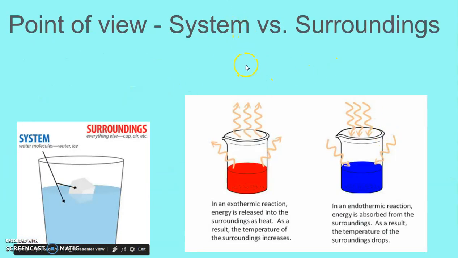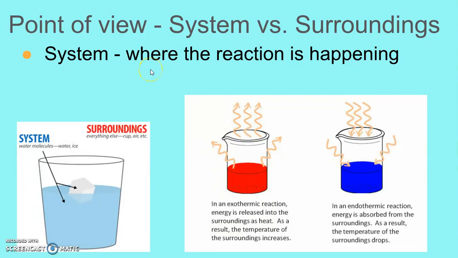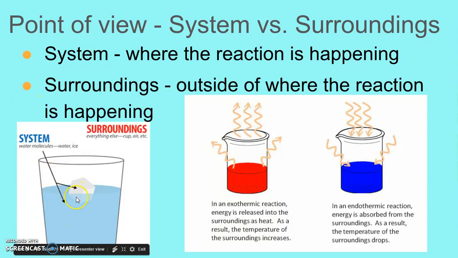System versus surroundings is another thing you need to be aware of. The system is what is actually reacting, so where the reaction is happening. So like water molecules becoming ice, melting into ice, that's the system that's happening. That's not really a chemical reaction, but it is the system. The surroundings is everything else, so the stuff around it.